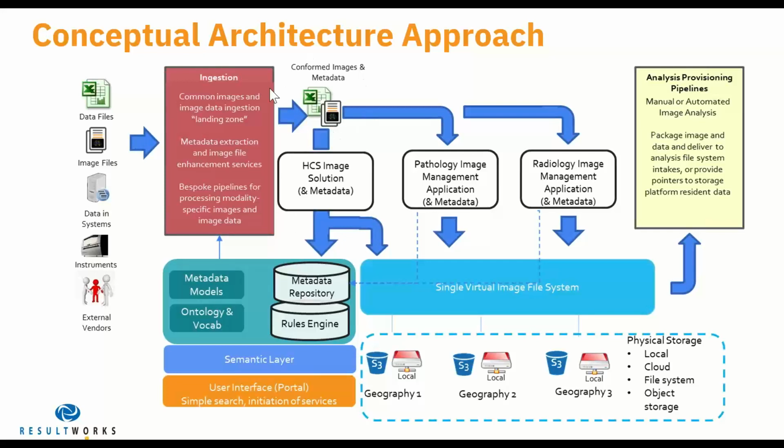Once images and image data was conformed, then it was passed through the various imaging solutions for high content screening, for pathology or radiology. And then ultimately the image wound up in a single virtual file system that we were able to support, connected to the physical storage in an Amazon-based environment with various pipes from different geographies. And again, the images were also linked back to the metadata repository.